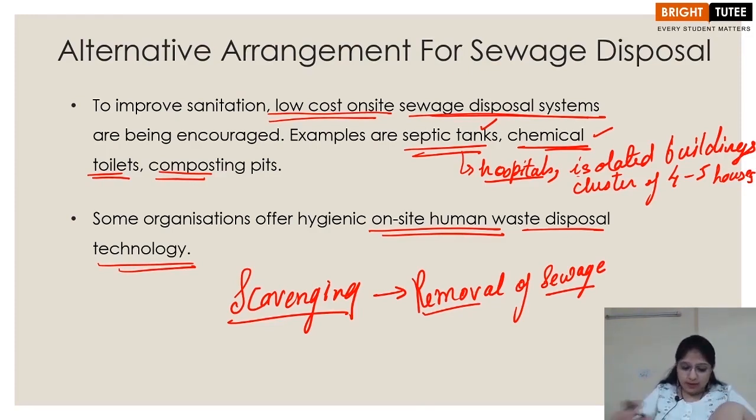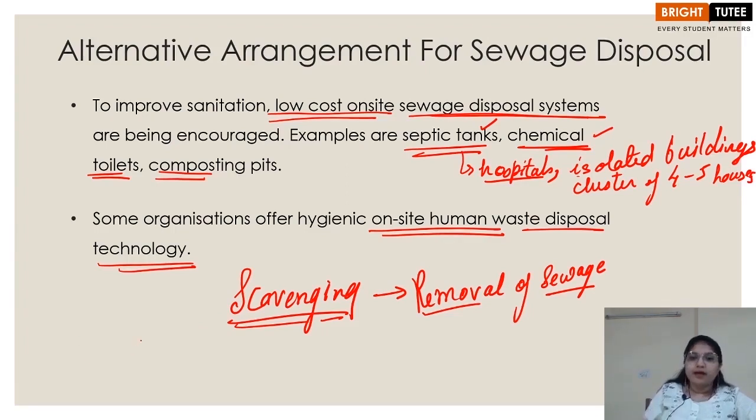So some of the organizations have developed human waste disposal technology without the use of scavenging, and it's a very good technology because scavenging again poses a problem for the people involved in it. Even though they are using machines, it is quite unhygienic. Still there might be danger to their health. So this is one thing which has helped.